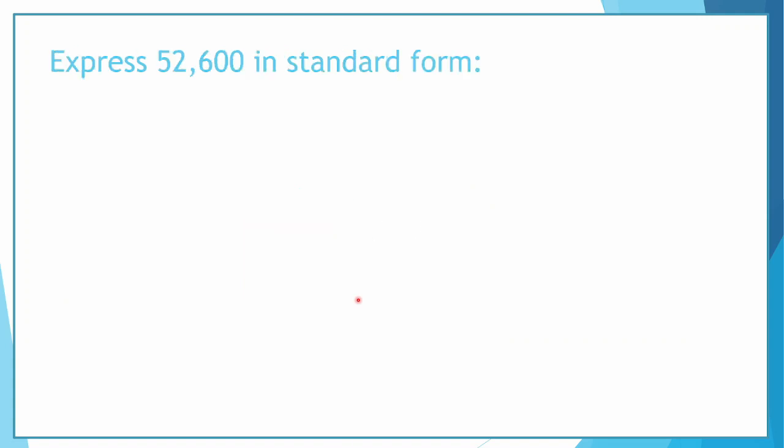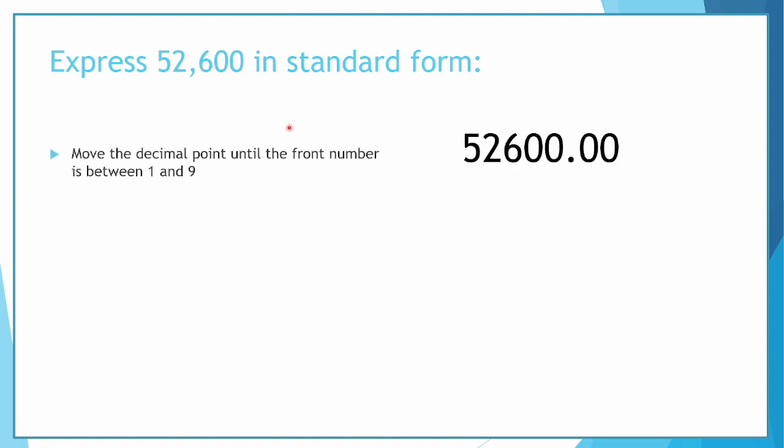So let's go through an example. Express 52,600 in standard form. The first thing we're going to do is write 52,600, but with the decimal point, so 52,600.00. And we're going to move this decimal point until this number falls between 1 and 9. That's going to make the front number, that number in red we talked about on the previous slide, for our standard form.